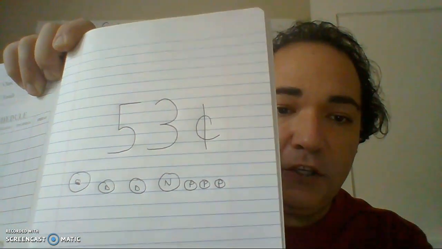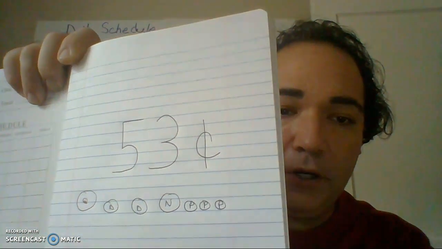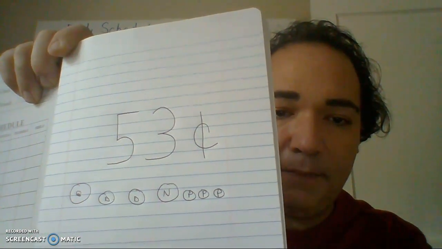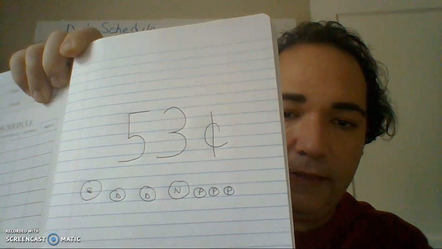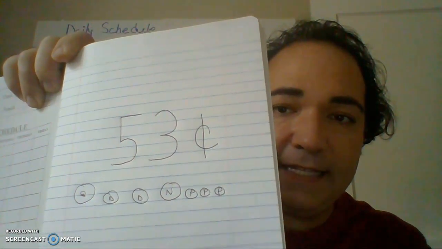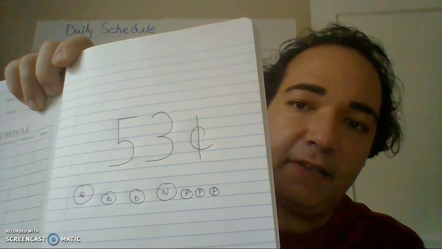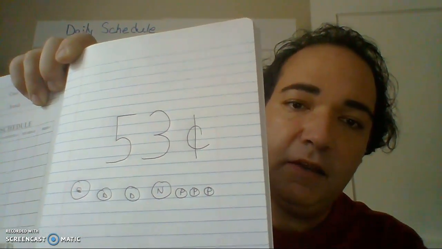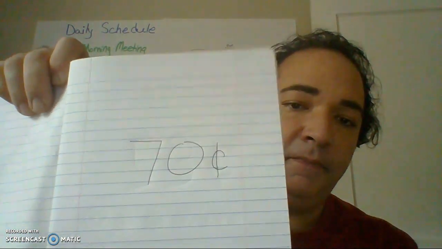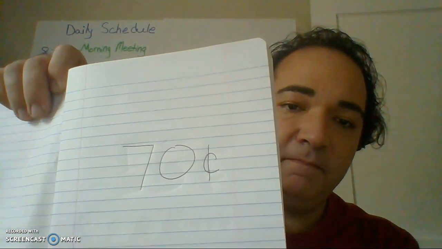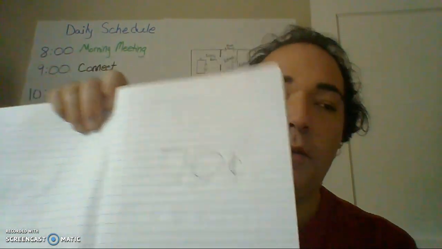If you notice, I just put on my quarter a Q for quarter. On the dimes, I put a D for the dime. On the nickel, an N for nickel, and a P for penny. I did draw them about the same size that they would be. All right. I also want to give you one other number, 70 cents.